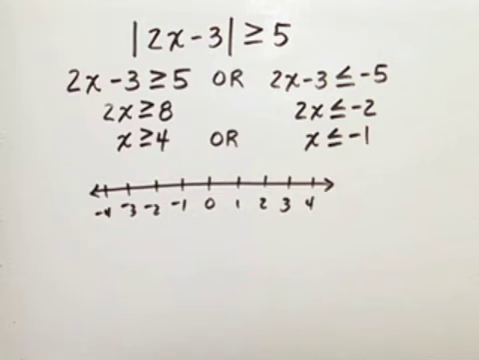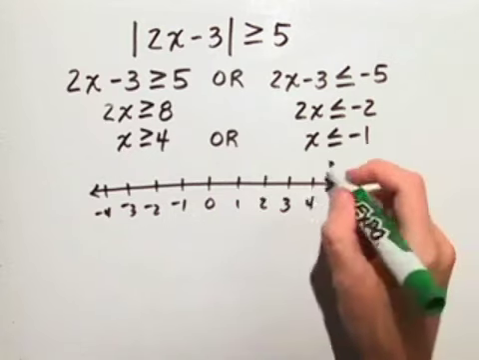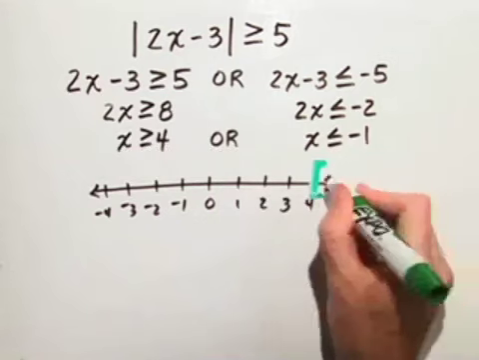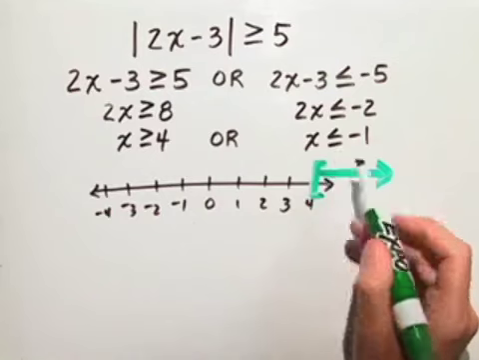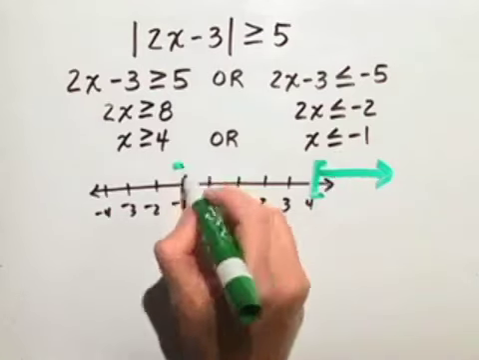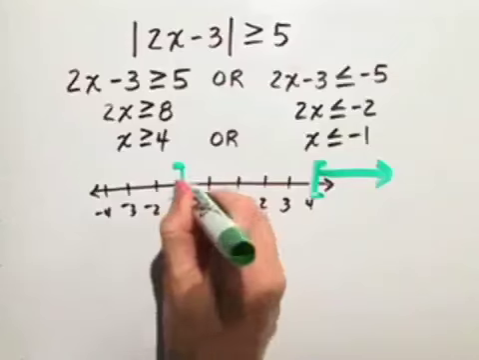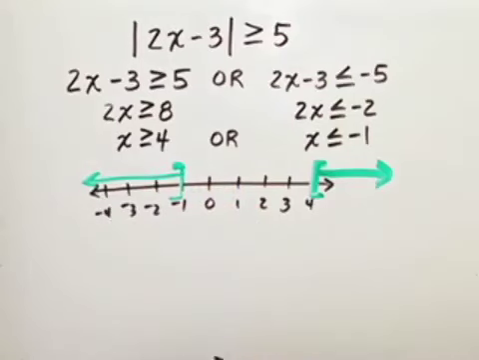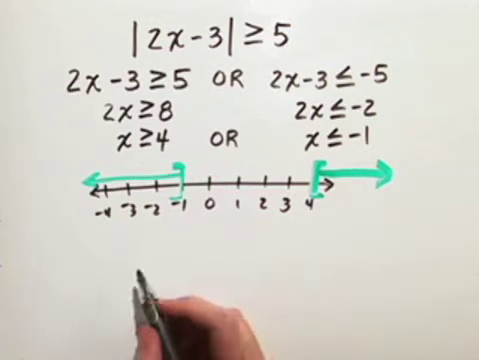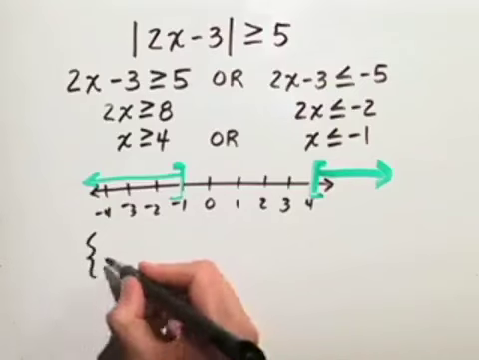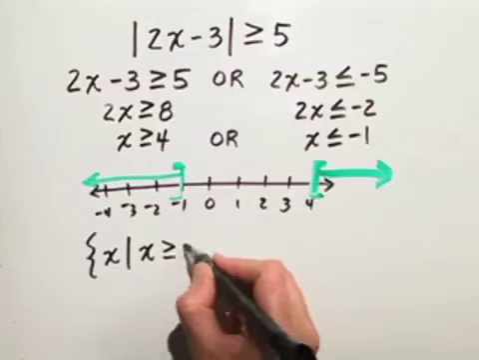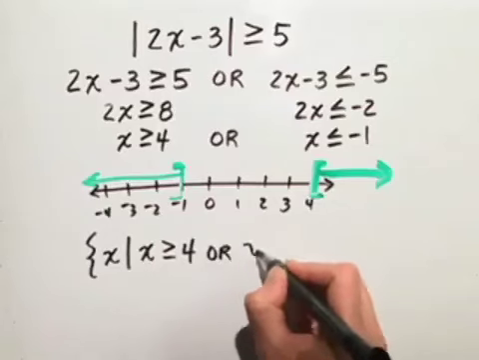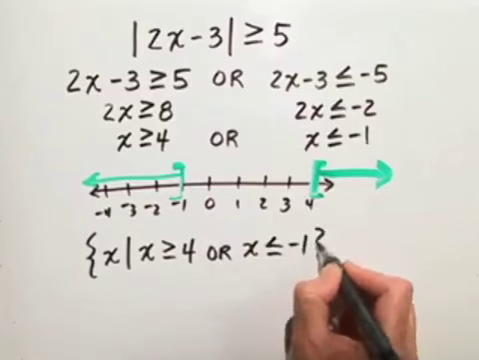First, we have x is greater than or equal to positive 4, so we draw a bracket with an arrow going to the right. Or we have x is less than or equal to negative 1, so we draw a bracket on negative 1 with an arrow going to the left. The solution is really the union of these two intervals. So, in set builder notation, we write the set of all x such that x is greater than or equal to 4, or x is less than or equal to negative 1.